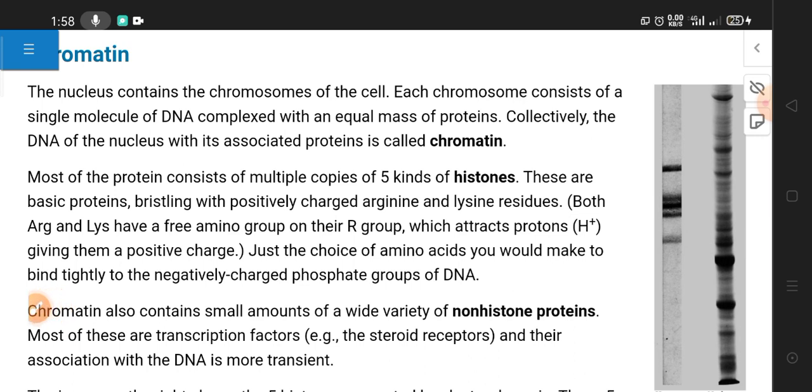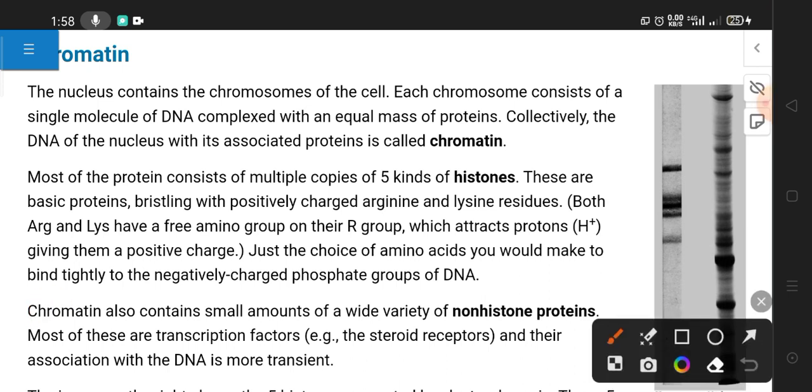Most of the proteins consist of multiple copies of all kinds of histones. These are basic proteins bristling with positively charged arginine and lysine residues. Both arginine and lysine have a free amino group on their R group, which attracts protons, giving them a positive charge. So it is just the choice of amino acid you would make to bind tightly to the negatively charged phosphate group of DNA.